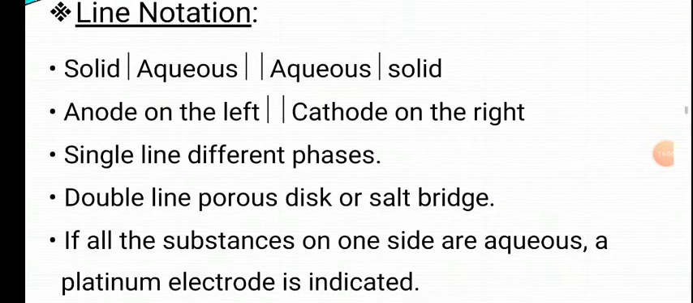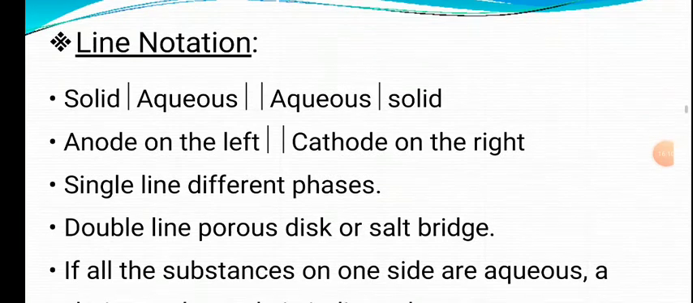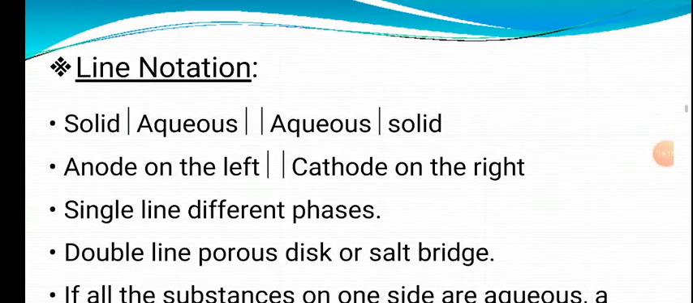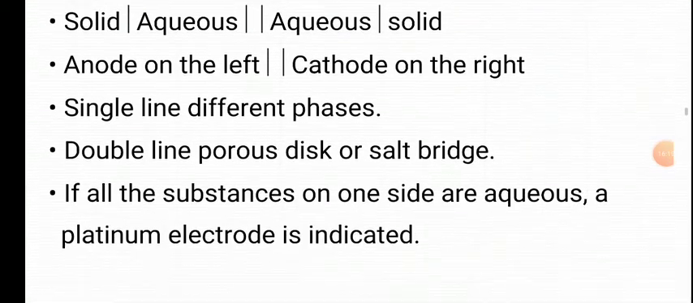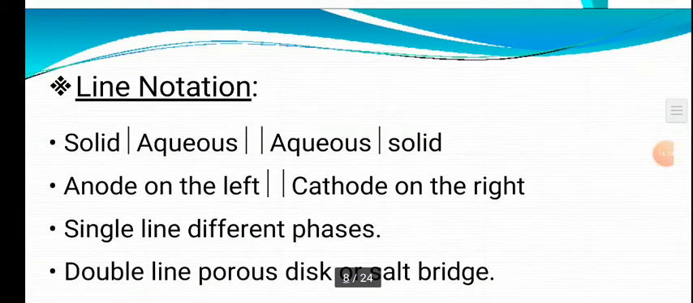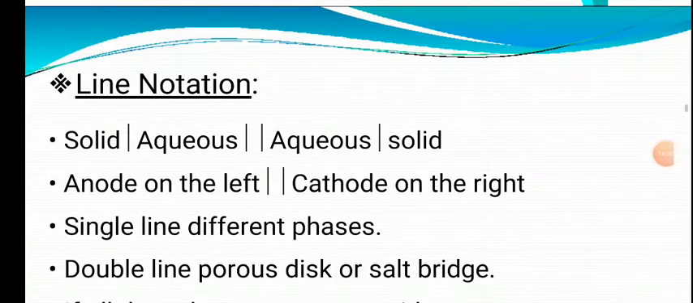So now we want to represent a cell by some notation. Here one cell can be represented by some lines. In the first place, it is a solid, that is the electrode, then an aqueous solution, then there will be a salt bridge, denoted by a double line, two parallel lines, then another chamber with aqueous solution, and then a phase change to another solid, which is an electrode.